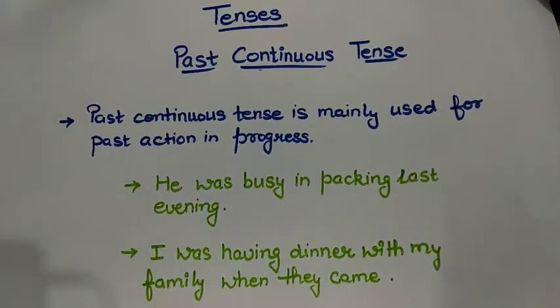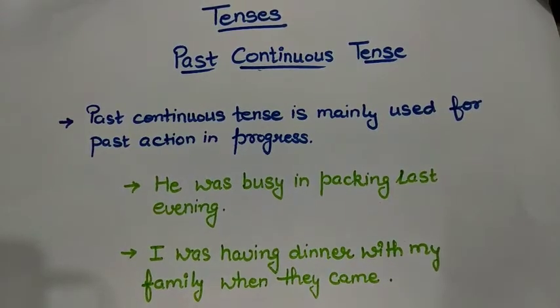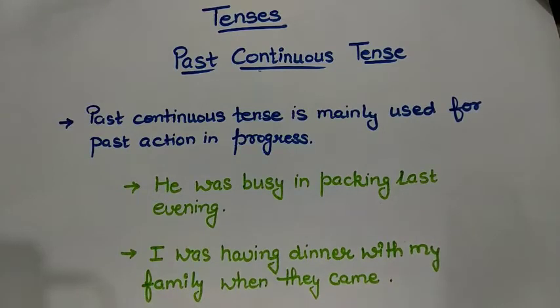Now let us understand the uses of past continuous tense. Past continuous tense is mainly used for past actions which are in progress. That means if we say some work was happening in the past, we use past continuous tense. Let us see some examples of it. He was busy packing last evening.